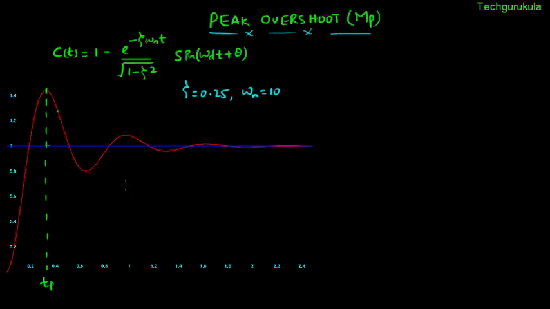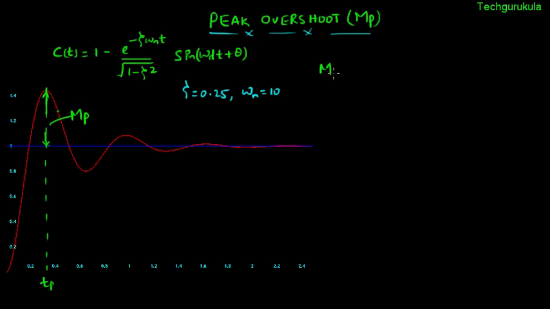In the previous section, we have seen that the output response goes to a peak value at a time called peak time. At that particular time, if you see how much the output is overshooting beyond the expected final value, that value is called the peak overshoot, Mp.